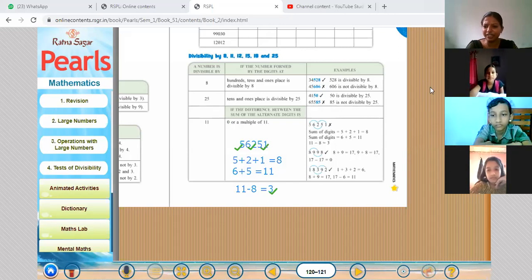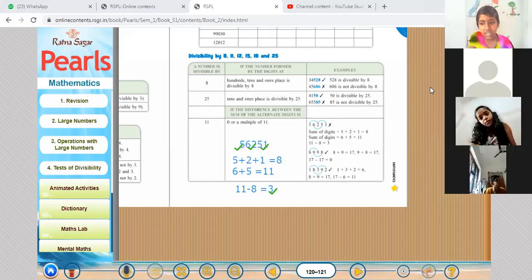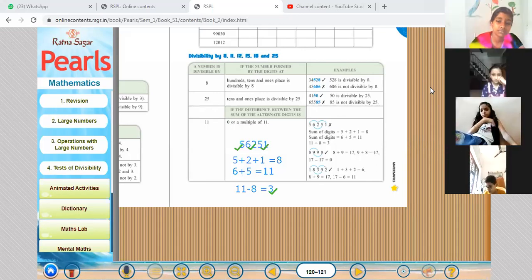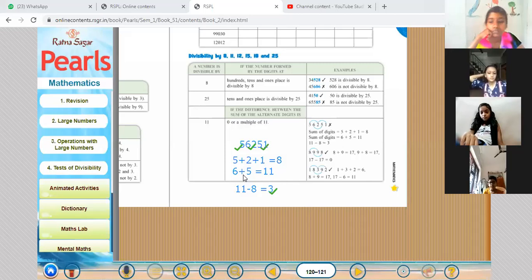It's something difficult, is it? Divisibility of 11. No, it's very easy for Alna. Then what about others? What about others? Tough. Okay, don't worry. We have to check more examples. After checking them, you will find it easy.